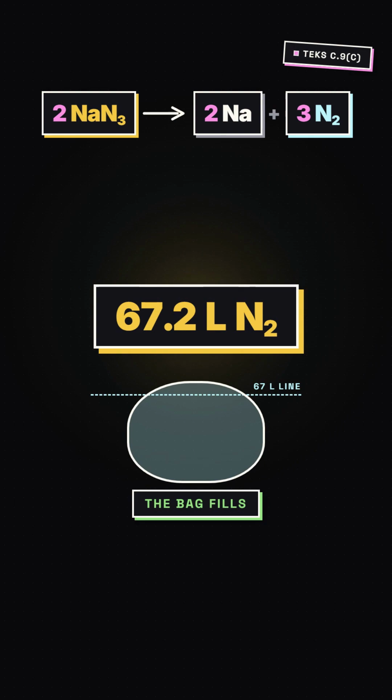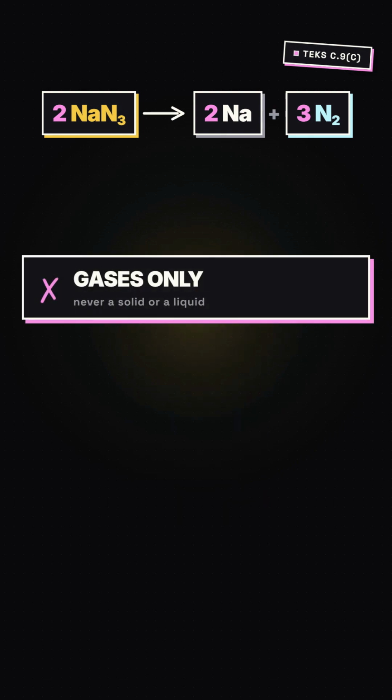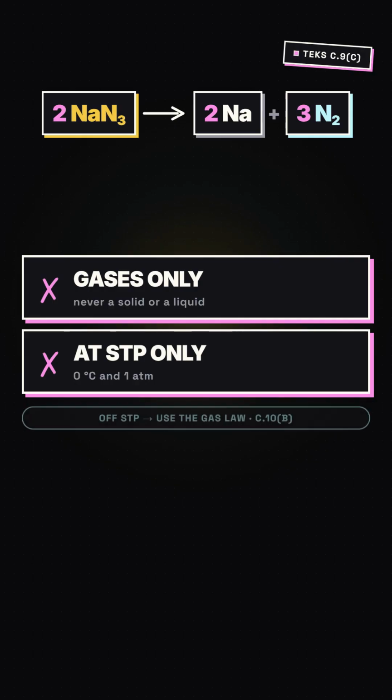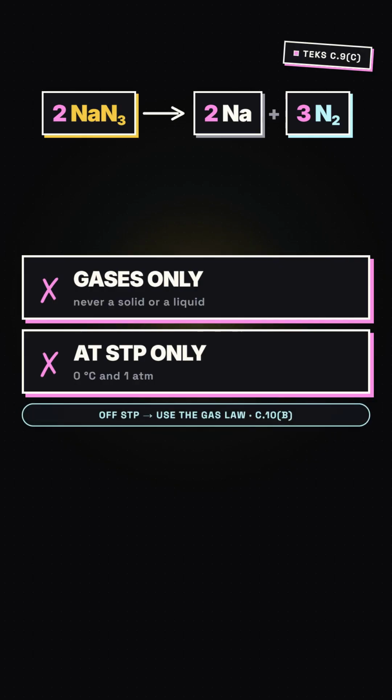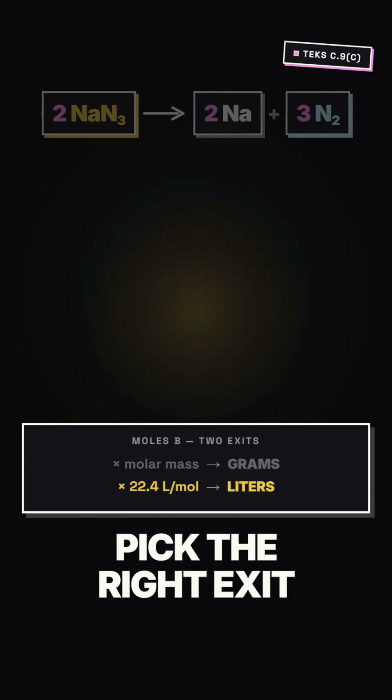Two cautions, and they're the ones that cost points. 22.4 only works for gases, never for a solid or a liquid. And it only works at STP, 0 degrees Celsius, 1 atmosphere. Anywhere else you need the gas law. Same roadmap every time. Just pick the right exit.